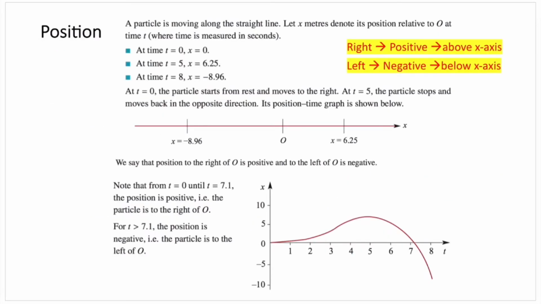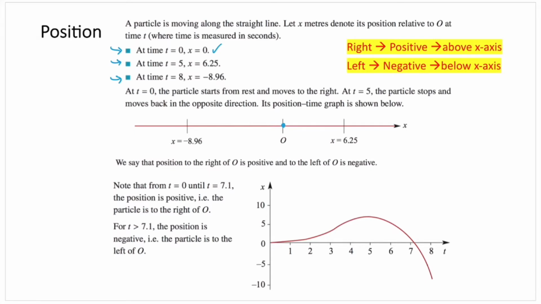So here's a question. A particle is moving along a straight line. Let x meters denote the position relative to O at time t, where time is measured in seconds. We have 3 dot points giving us important information here. At time t is 0, the position is 0. That makes sense because we haven't moved. That's our starting point. Maybe let's label this as point O. So that's here, that's our starting point.